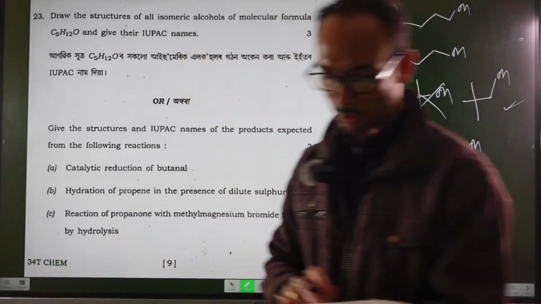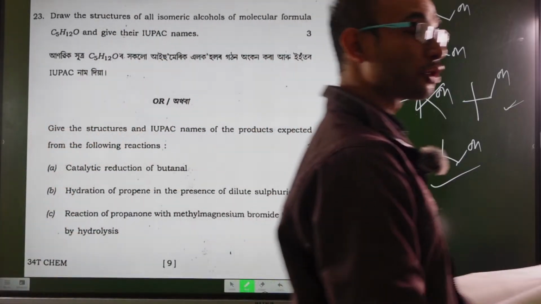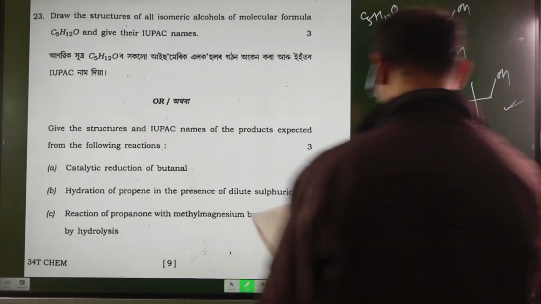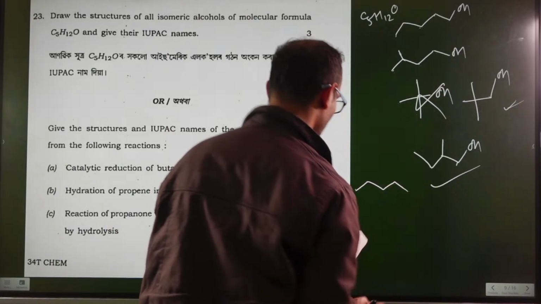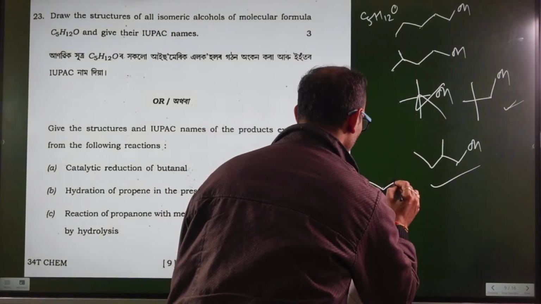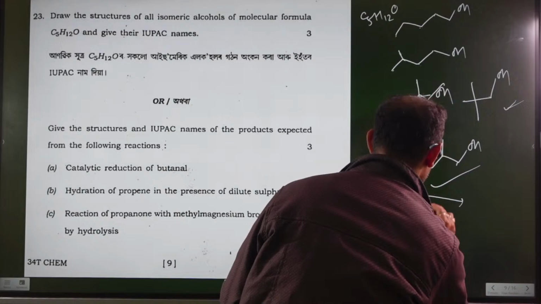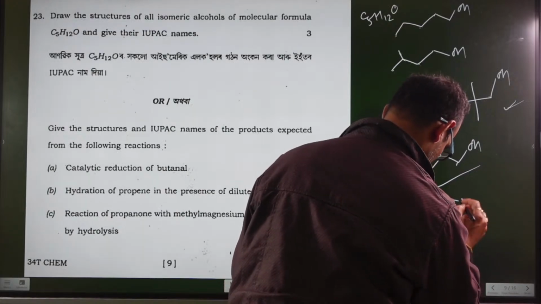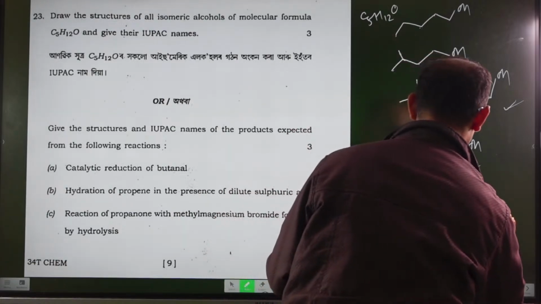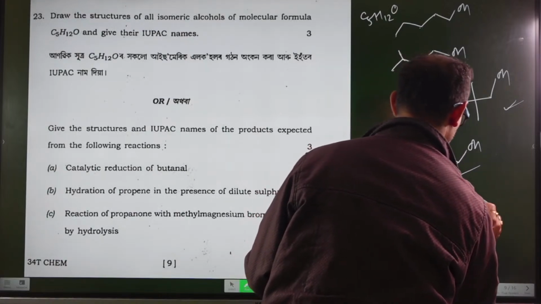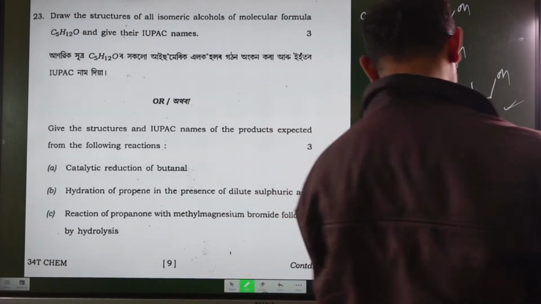And in this OR option, you can carry out the reaction catalytic reduction of butanal. So if you convert the butanal in presence of platinum and hydrogen, or in presence of Raney nickel, what will happen? This aldehyde will be converted to alcohol. 1 2 3 4. This alcohol, butanol.